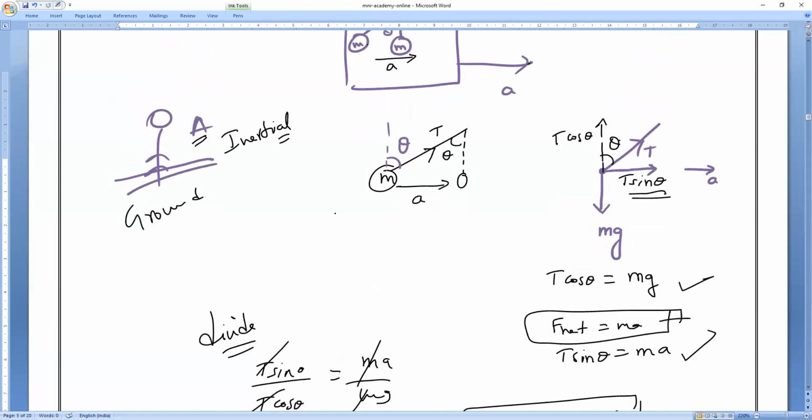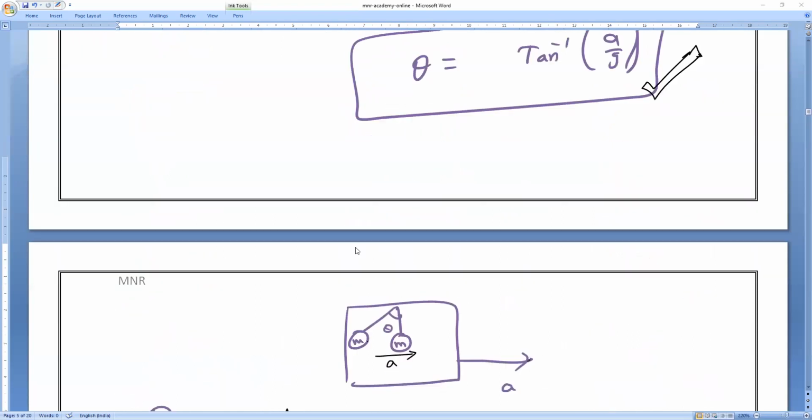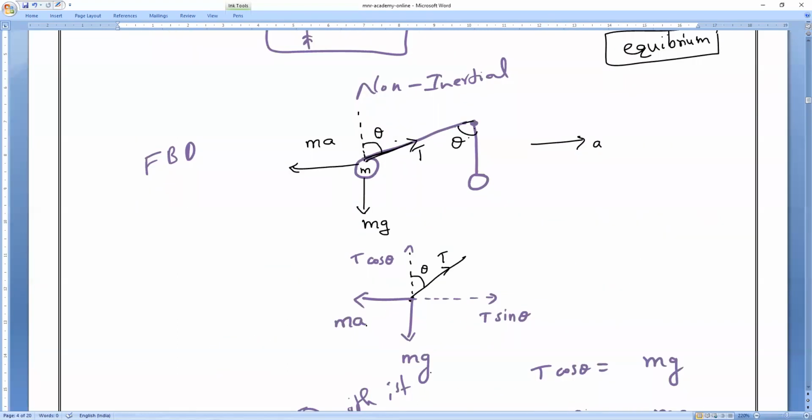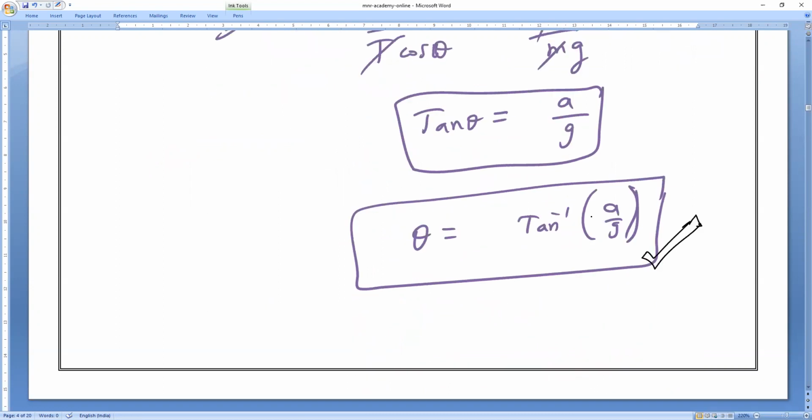Inertial frame, non-inertial frame: if you want to apply Newton's laws of motion in a non-inertial frame, we have to consider only one new thing. What is that? The force is acting opposite to the direction of acceleration of the observer. Have you noticed that in both the cases we got the same theta equals tan inverse of a by g? Do you understand?